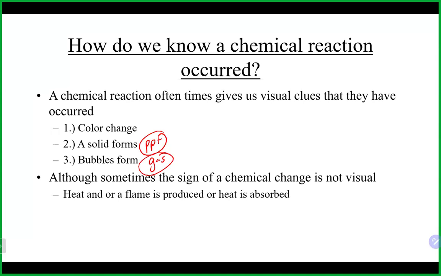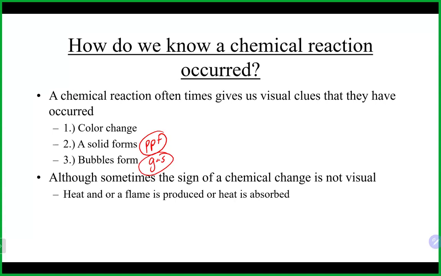heat or a flame would be visible, I imagine, but heat is either produced or absorbed. That is like an exothermic or endothermic type reaction. Again, you may not visually see it, but if you were, for example, holding on to a test tube and it got hotter, you would know that that reaction is exothermic, right?